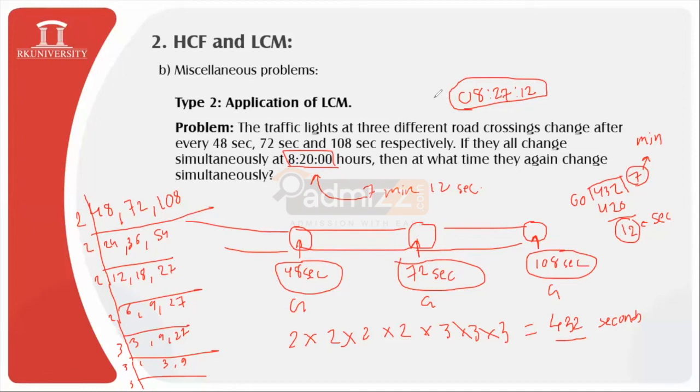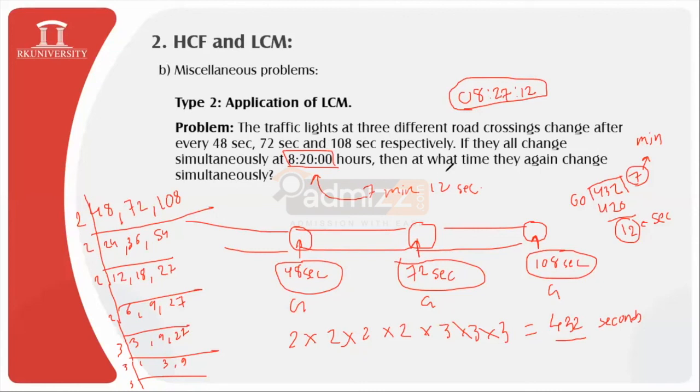Okay, one student is raising a query to explain, so I will re-explain this question based on the request received. The traffic lights at three different road crossings change after every 48, 72 and 108 seconds respectively. This is the timer which is offered to the three traffic signals, as you can find in the figure which I have drawn. If they all change simultaneously at 8 hours 20 minutes, what will be the next time when they will change simultaneously? We need to find the next time instant.